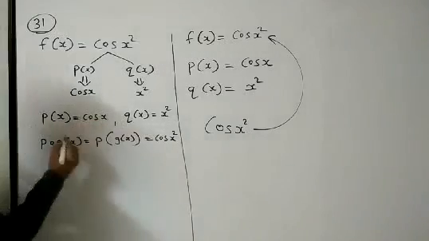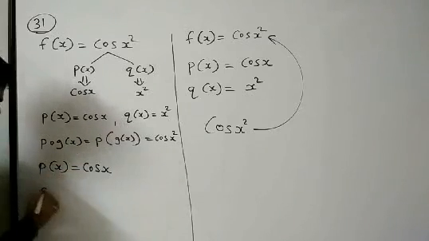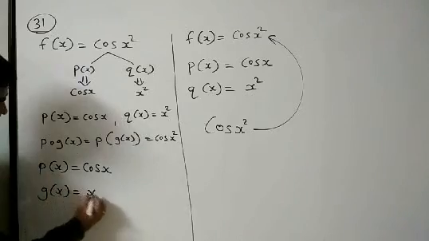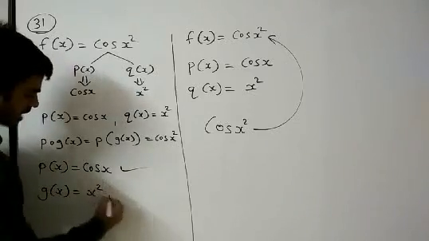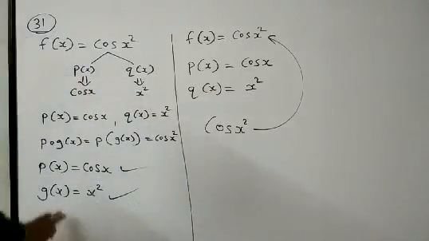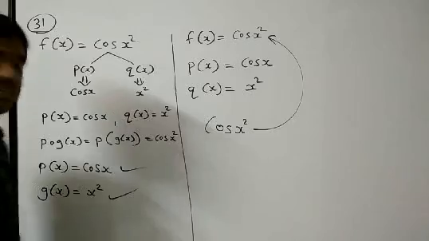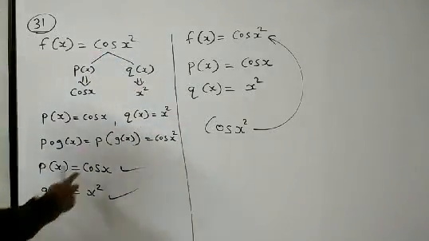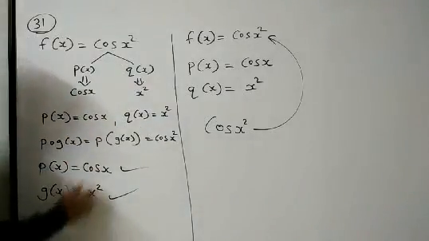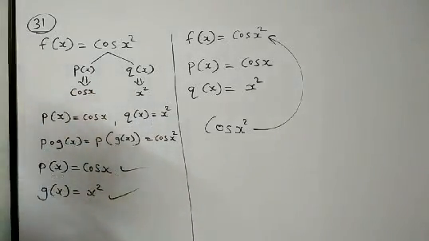we know what p of x is, cos x, and what g of x is. Now we know that cos x is continuous at all real numbers and x square is also continuous at all real numbers. So if these two functions are continuous, then p of g of x will also be continuous. We don't know about cos x square directly, right? So cos x you know is continuous and x square you know is continuous. So p of g of x, that is cos x square, is continuous, right?